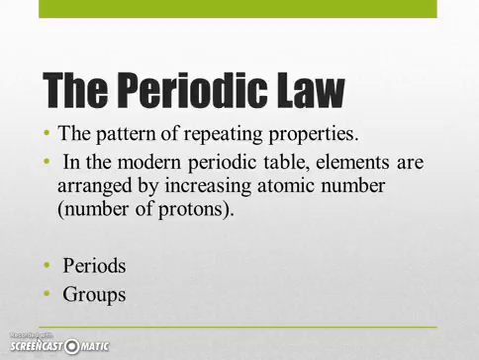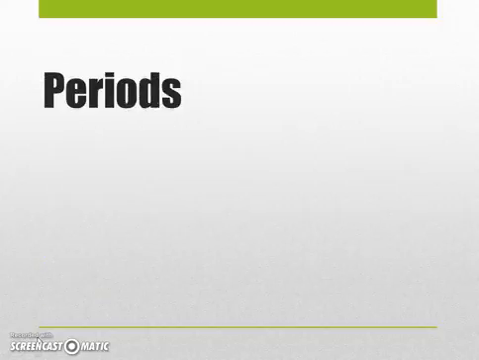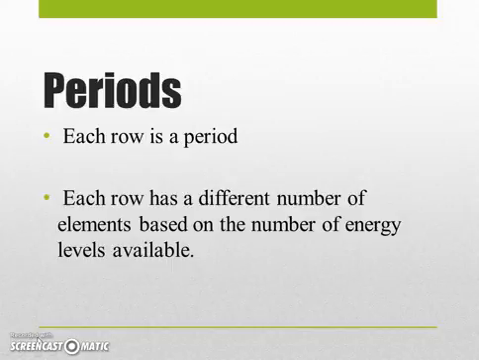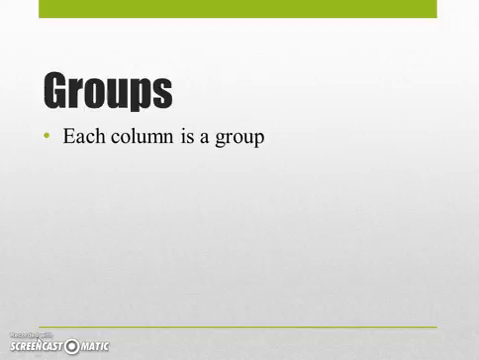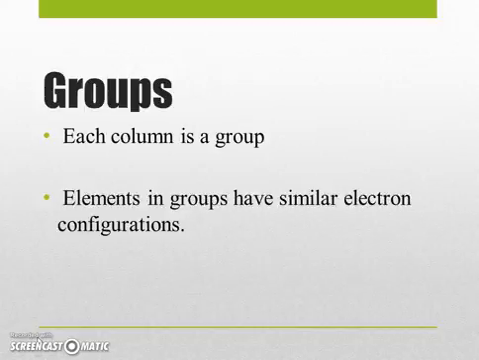Periodic table also has what's known as periods and groups. A period is the row that you see, and each row has a different number of elements in that row based on how many energy levels are available for that row. We also have groups, those are the columns, and each group will have a similar electron configuration. We talked about that from Chapter 4.